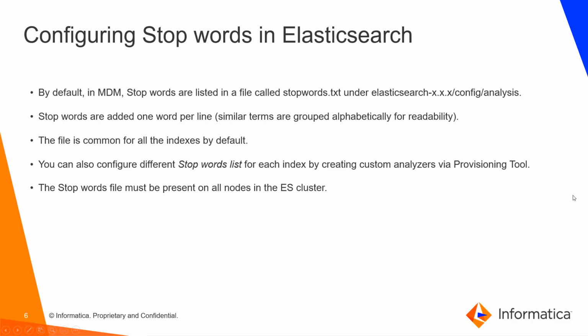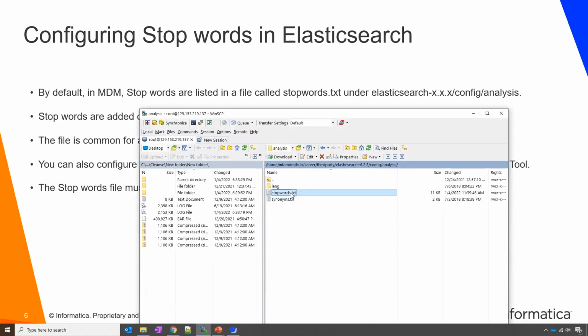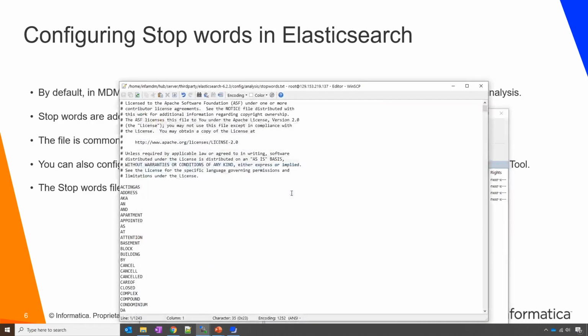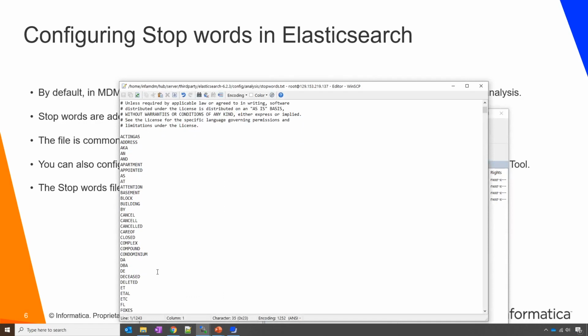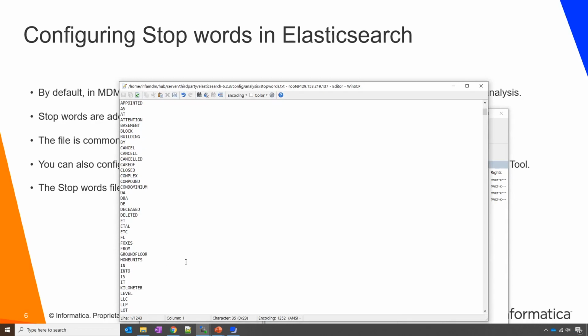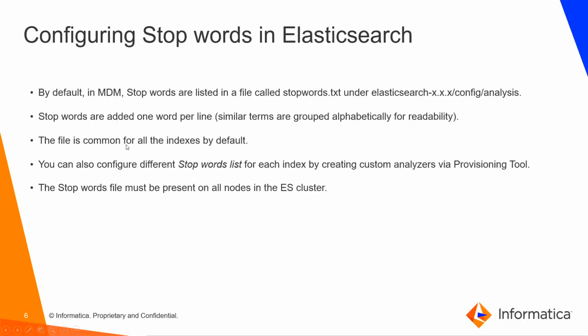Let's navigate to the stop words location. This is the stop words file. As you can see, all the required stop words are added here. They are listed alphabetically and grouped together. The file is common for all the indexes by default. You can also configure a different stop word list for each index by creating custom analyzers via provisioning tool.